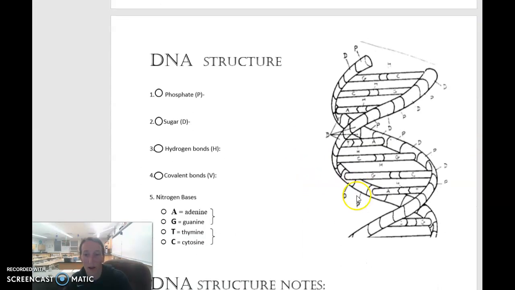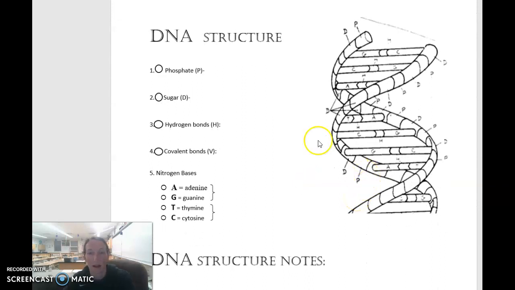Scroll down. So here's where you're at. So I need you to choose, when it comes to your colors, you're going to need a color for your phosphate, a color for your sugars, and a color for your hydrogen bonds. So there's 3 colors right there.